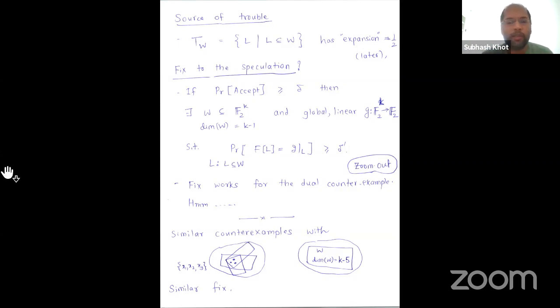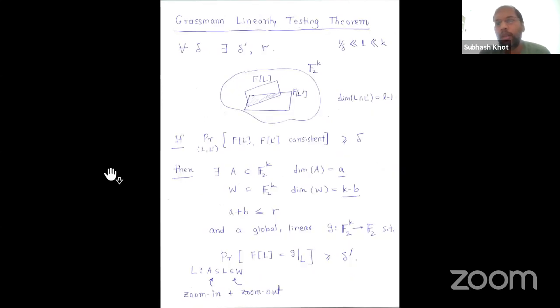So if you are lost a little bit, you can simply now just look at the statement of the theorem. It's a concrete statement, and it's a theorem, so it's a correct statement, right? So here is the statement of the Grassmann linearity testing theorem: for every constant delta, let's say delta equals 1/10, there is a constant delta prime, maybe delta prime is 1/50, and a constant integer r, maybe r equals 5, such that the following holds.